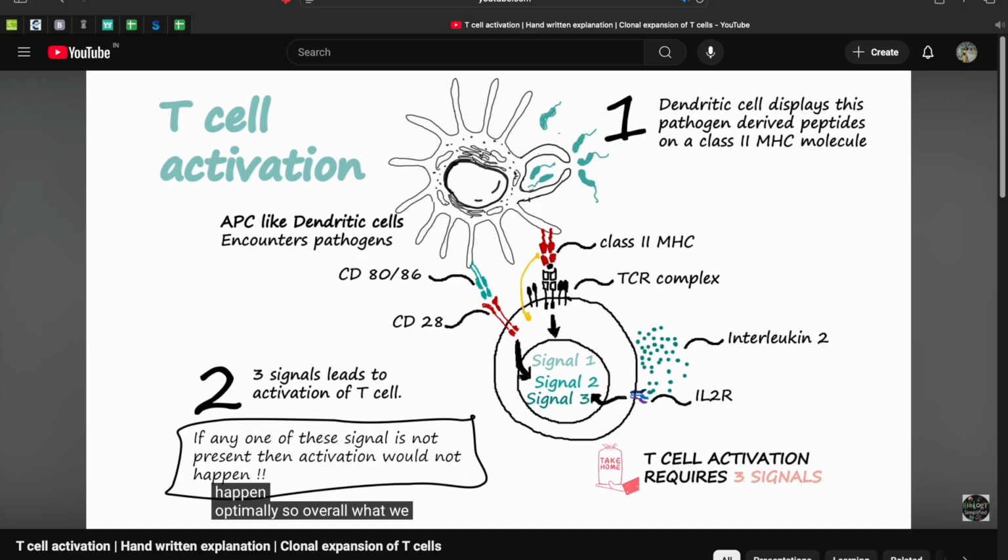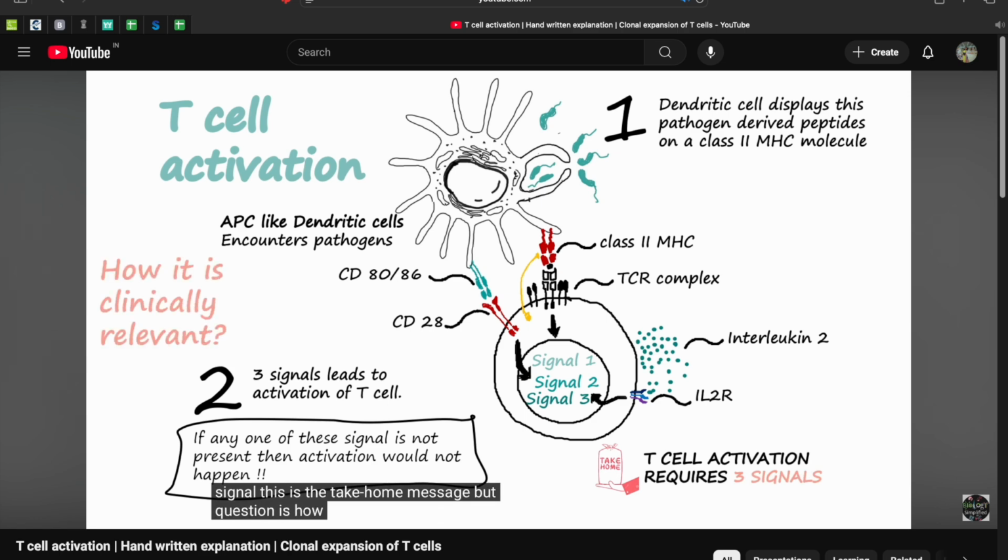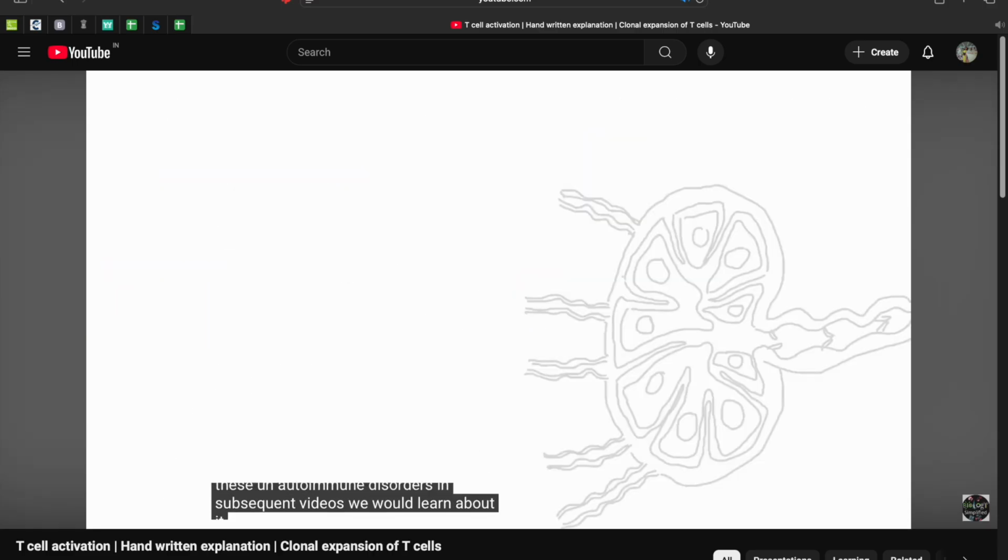So overall, what we learned is that T cell activation requires 3 signals. This is the take-home message. But the question is how it is clinically relevant. In subsequent videos, you would understand that, because many aspects of T cell activation are associated with autoimmune disorders. So if someone can tamper with the basic signaling pathway, they might have a solution for these autoimmune disorders. In subsequent videos, we would learn about it.